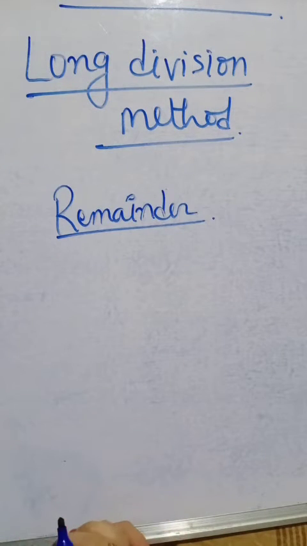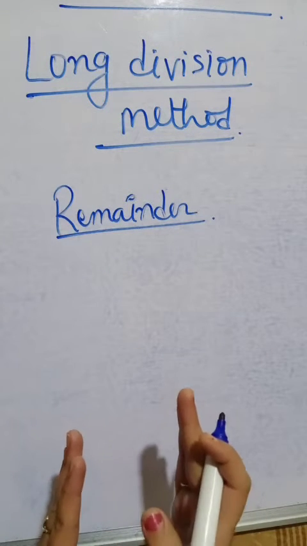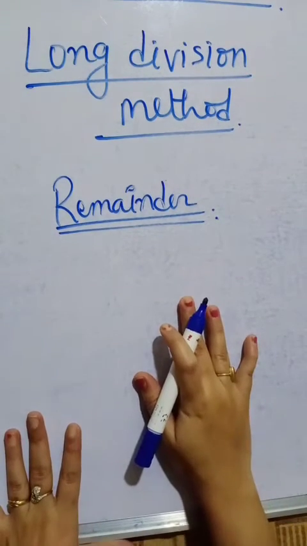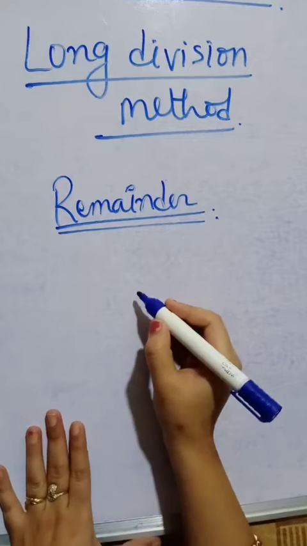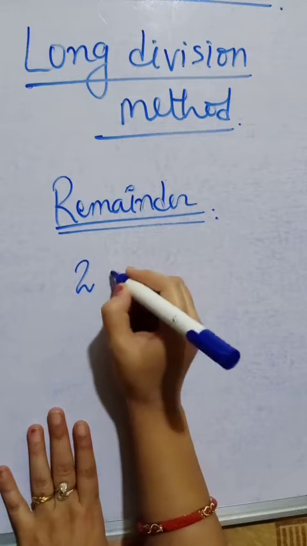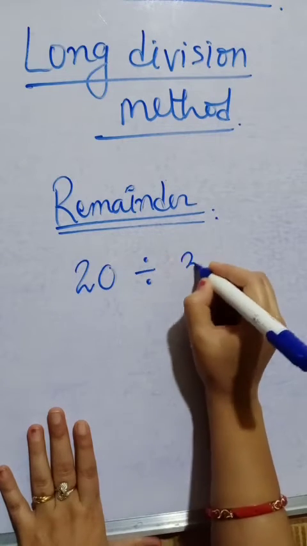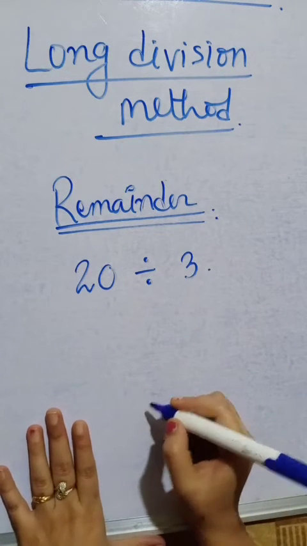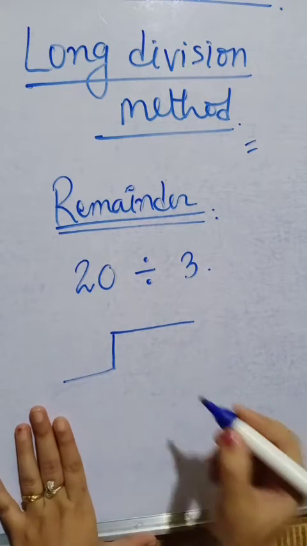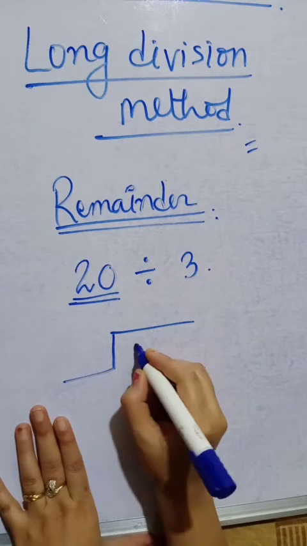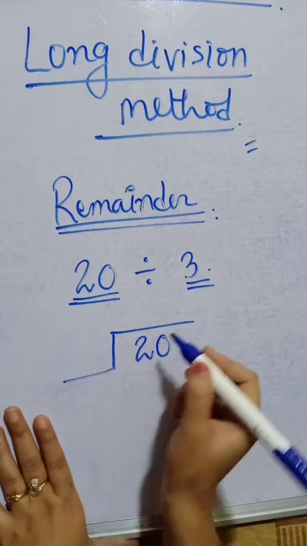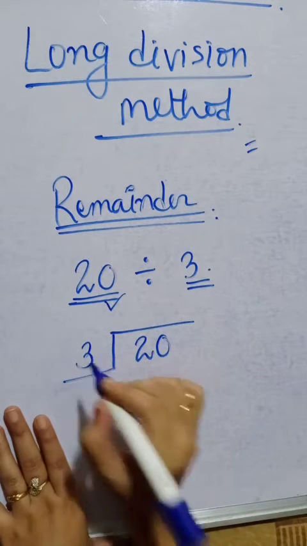Now, students, we have to understand the term remainder. What is remainder? For understanding this, we have to divide one number by another number. Means 20 divided by 3 is there. So we have to divide it by the long division method. How do we have to divide? We have to make a column like this. This is the dividend, the number which we have to divide. This is the divisor, the number by which we have to divide this dividend. This will be on the left side.